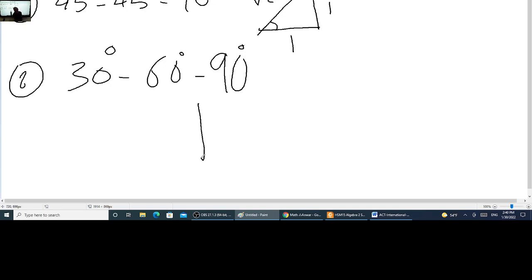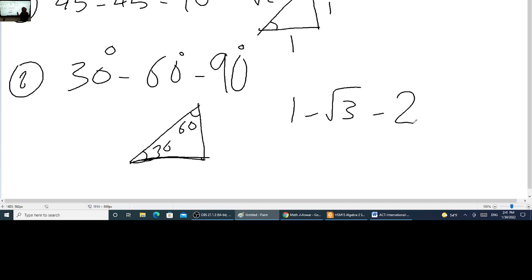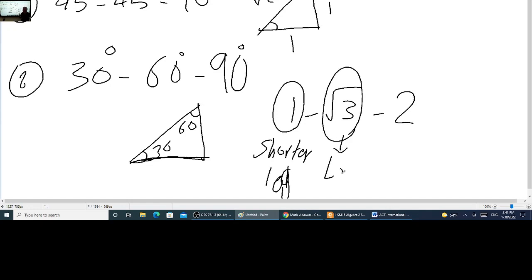then the ratio is 1, square root of 3, 2, where this is the shorter leg, and this is the longer leg, and this is the hypotenuse. Okay, let's do an example.